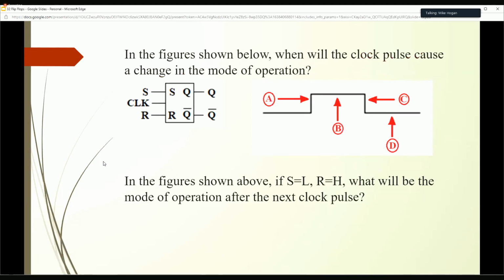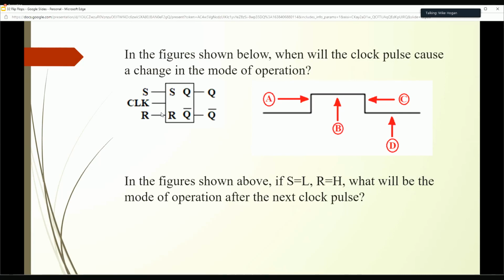Figure shown below, when will the clock pulse cause a change in the mode of operation? So before we even answer the question, look at my S and my R. Are they going to be active high or active low? Active low. Okay, remember, how do I know? I'm looking to see here if I've got a state indicator or not. If I've got this state indicator, it means it's active low. If I don't have a state indicator, see no bubble here, no circle, that means it's active high.